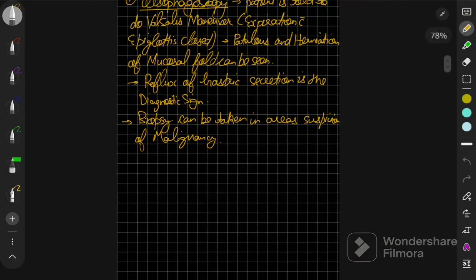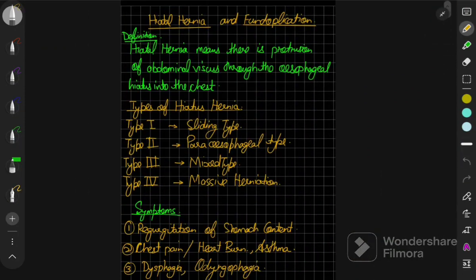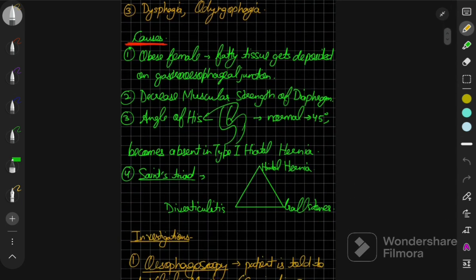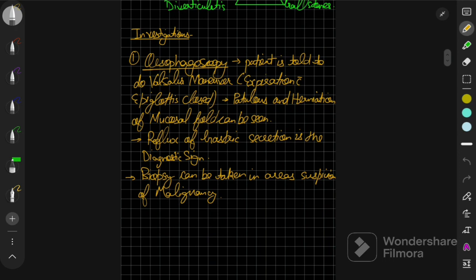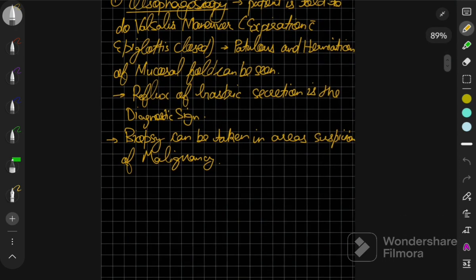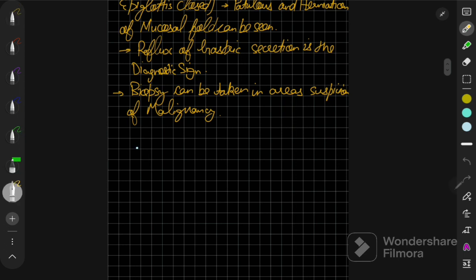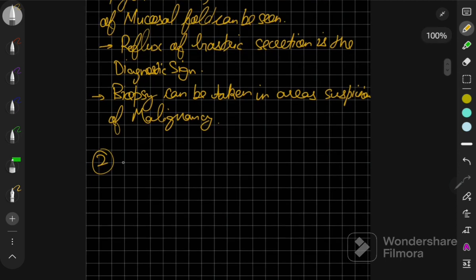Hello guys, so this is the second part of hiatal hernia and fundoplication, which I was making notes. So we have done the definition, the types, the symptoms, the causes, investigations, and we were on the investigations: biopsy, esophagoscopy. Then the second is the barium swallow, barium meal.